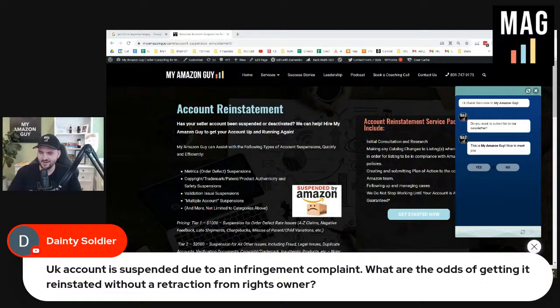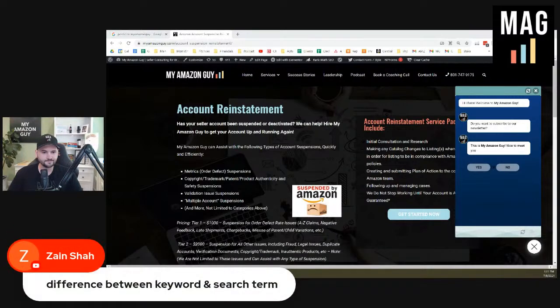Suspension service. All right, check that out. That might be able to help you, Dainty. But yes, the infringement restriction suspension, one of the hardest to solve.